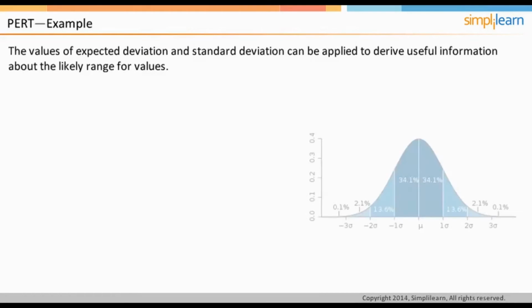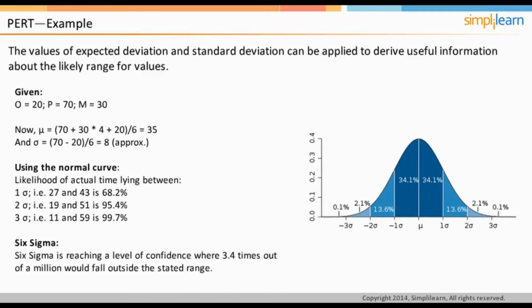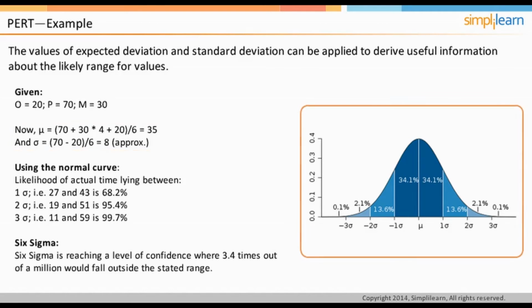Let us now figure out how we can apply the three-point estimation that PERT uses in order to draw some useful conclusions. Assume that the optimistic, pessimistic, and most likely estimates are 20, 70, and 30 respectively. Using these values, you can determine the expected duration and the standard deviation as indicated. Now, if the causes of variation are random, you can assume that the actual values would be evenly distributed about the mean and will follow the normal distribution, sometimes referred to as the bell curve. Further, you can use the properties of the normal distribution.